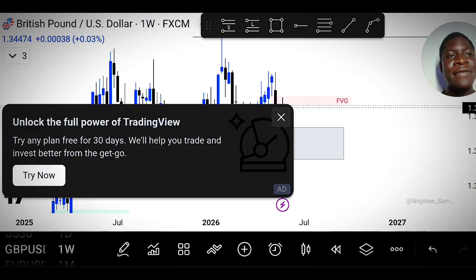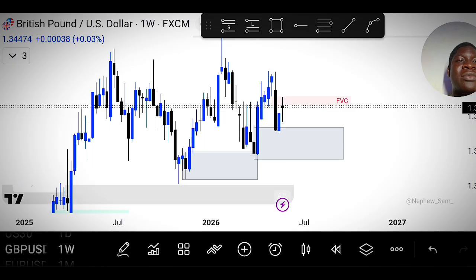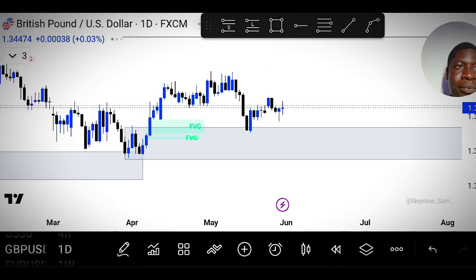The monthly time frame tells us that we are going to buy this market in this coming week. The weekly time frame tells us again that we are going to buy this market in this coming week. Now let's go to the daily time frame.